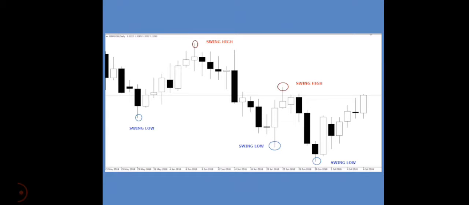And then last week we showed this picture example, which I believe, for those who were on my last video session, you really understand, and you can now identify swing highs and swing lows on the charts.